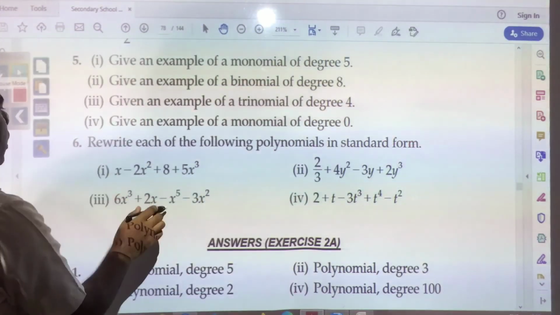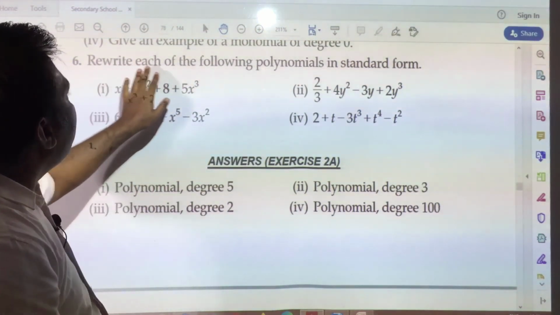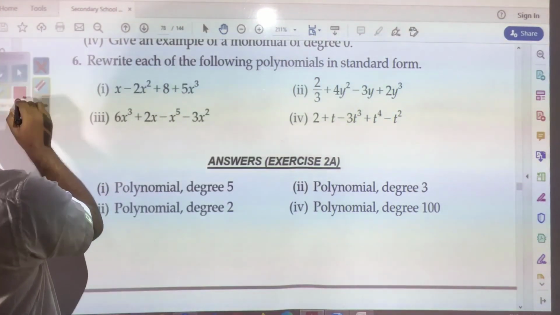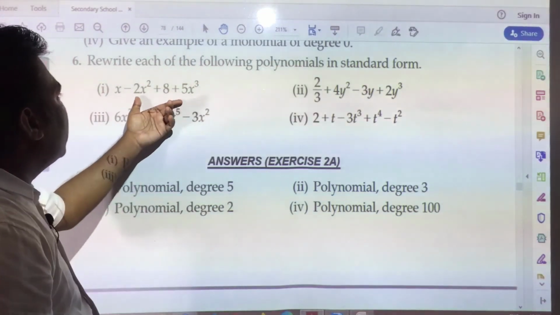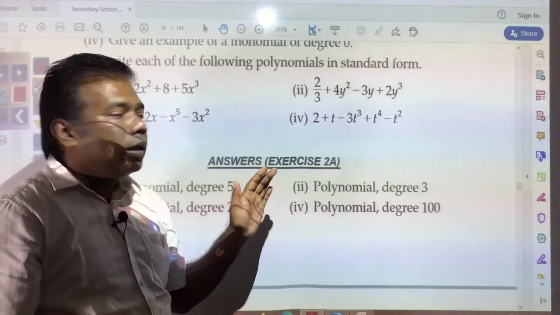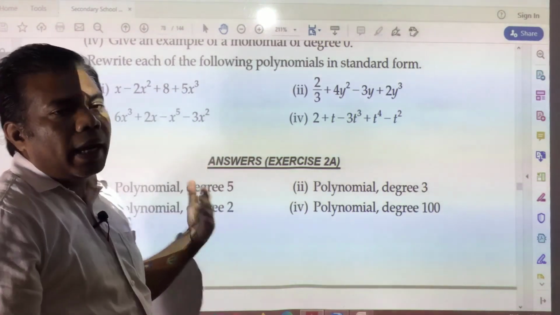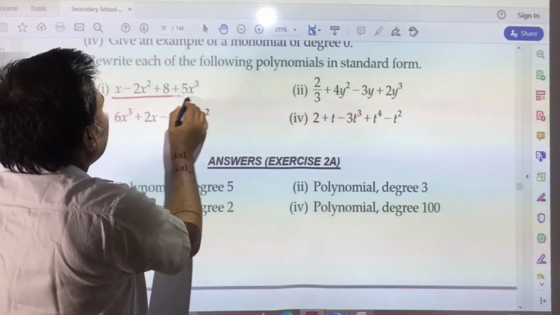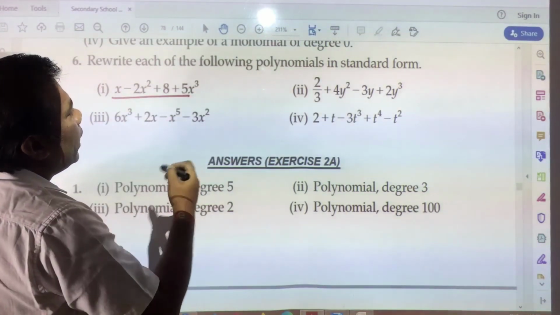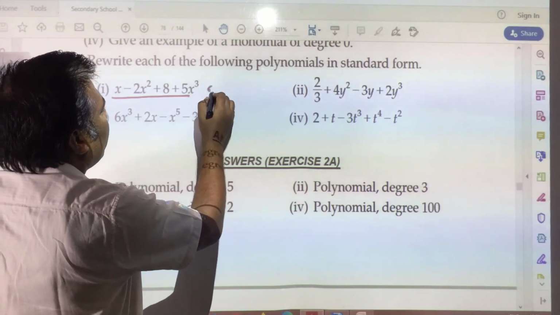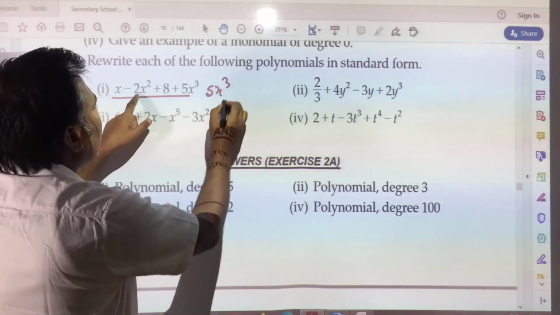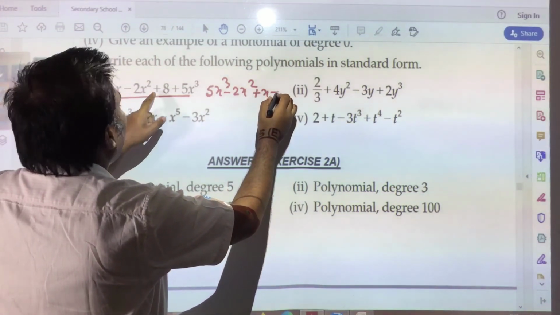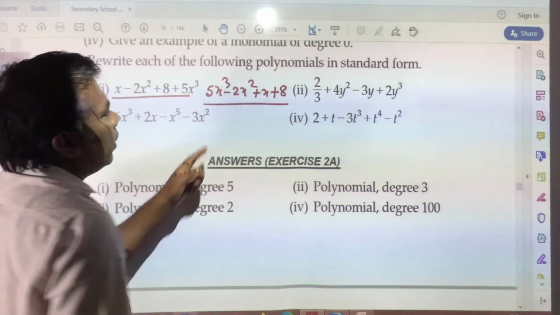Next you see, rewrite each of the following polynomials in standard form. As I had told you last day, variables what has been given, that should be written either in powers, should be written either in ascending order or descending order. So, here you see this expression. If you are writing in descending order, it will be 5x cube, then minus 2x square plus x and plus 8. This is in standard form.